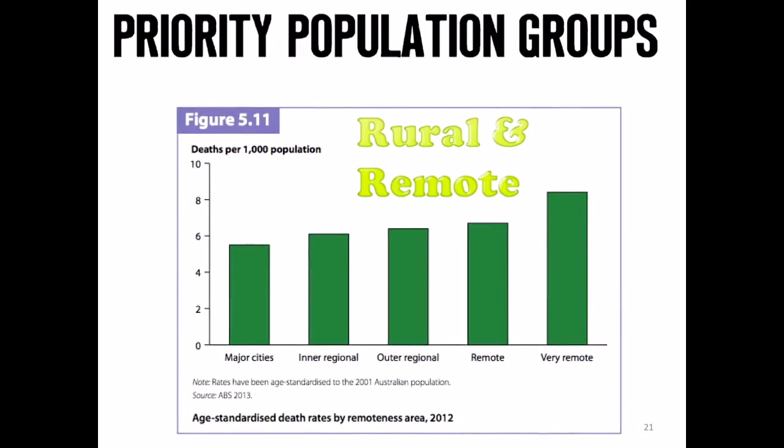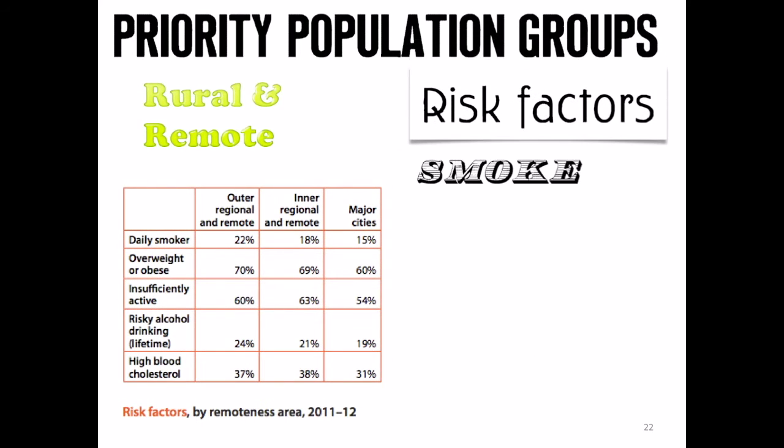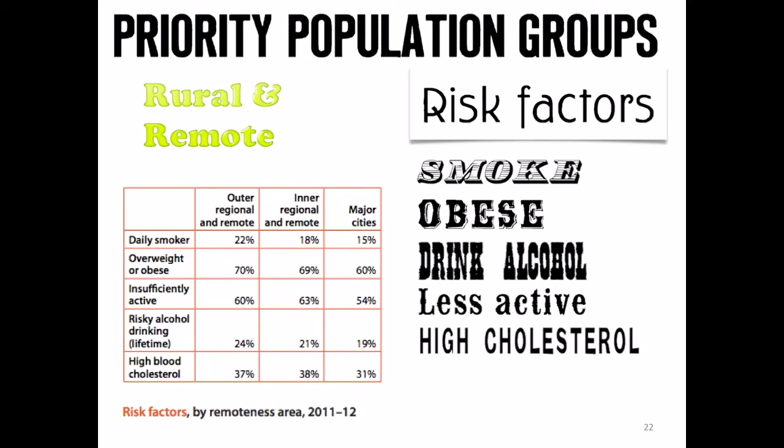Rural and remote communities: the more remote an individual is, the more likely they are to experience disease and potentially a higher rate of death. And you can see in this particular graph that the more remote communities are, the higher the death rate. Now, there are a number of risk factors for those that live in rural and remote communities. They're more likely to smoke on a daily basis, more likely to be obese, drink alcohol, be less active, and have high cholesterol. And they also are more likely to have a risky occupation. So clearly, rural and remote communities are a priority population group.